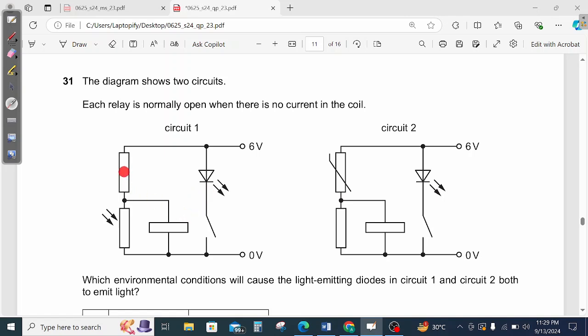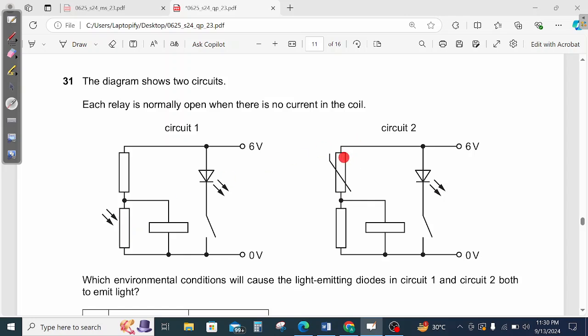Okay, in the first circuit, this is the LED, light emitting diode. The arrows moving outward show that light is being emitted. This rectangle shows the resistor, and this shows the LDR, light dependent resistor. It means when light falls on this material, its value of resistance changes. How it changes, I will give you the whole detail on Google.